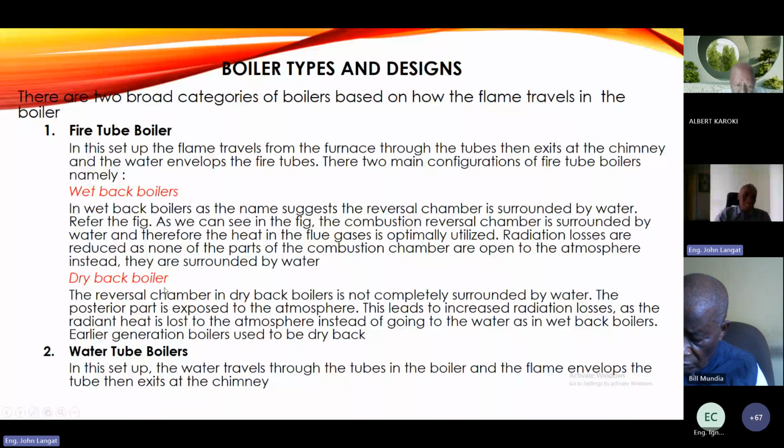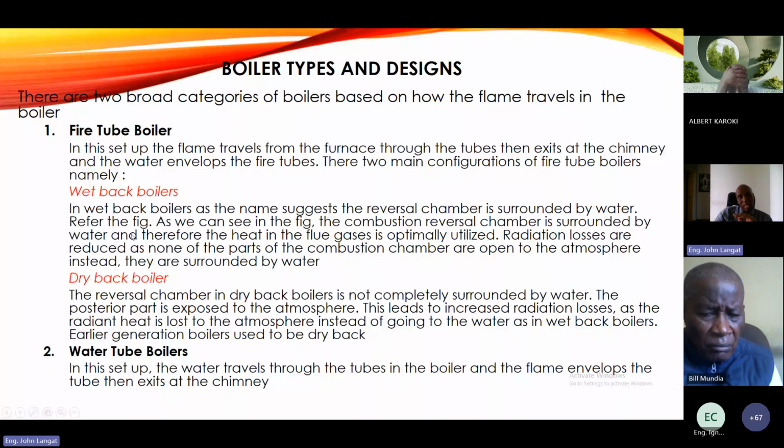Then we have the dryback. The dryback is not completely surrounded by water. The posterior part is exposed to the atmosphere. This leads to radiant heat being lost to the atmosphere instead of going to the water. Earlier generations of boilers used wetback. Water tube boilers, as I explained, are not so common, but these are the two common boilers here, wetback and dryback.